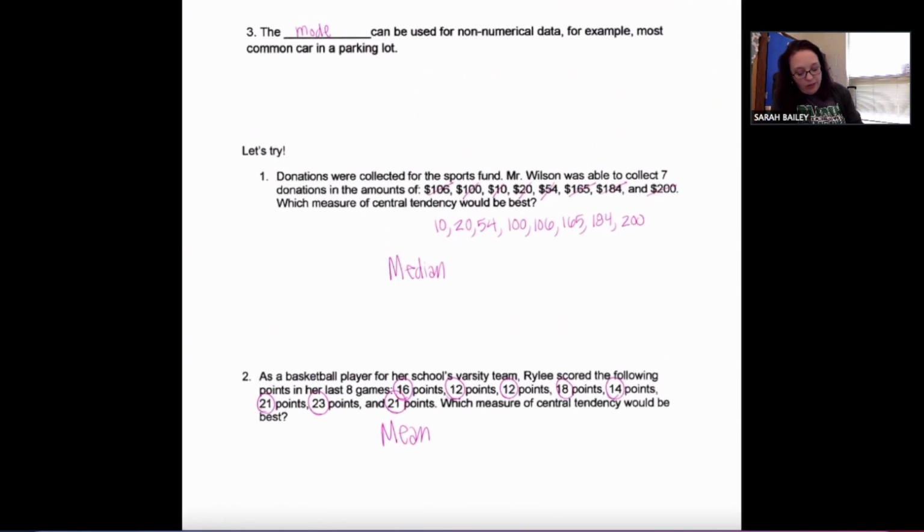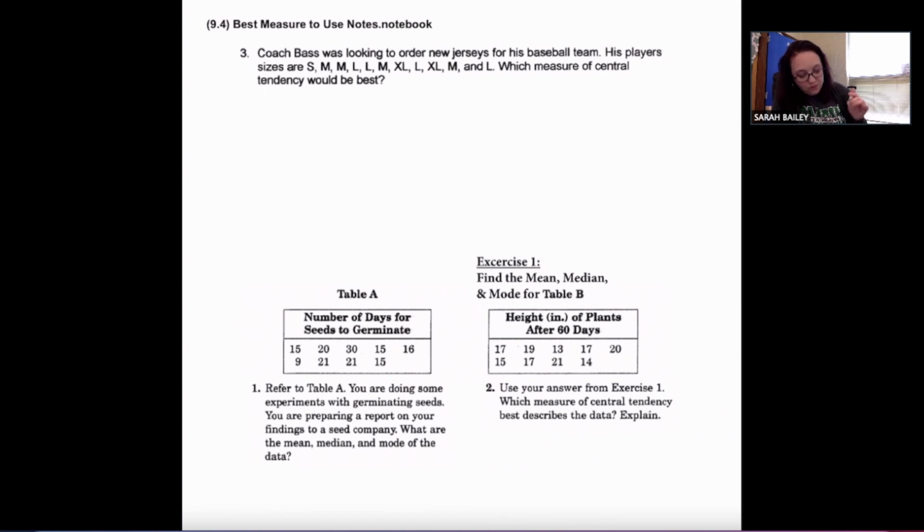All right, so let's go to the next page. I want you to try now number 3 here, and then these last 2 exercises. So go over those, pause the video, and finish this page, and then we'll check.